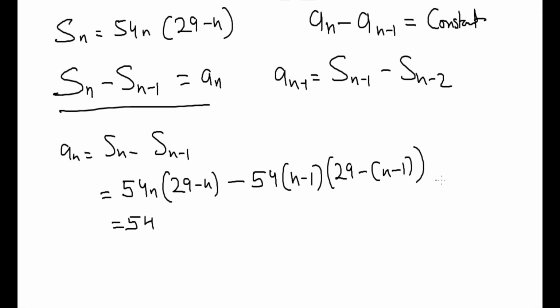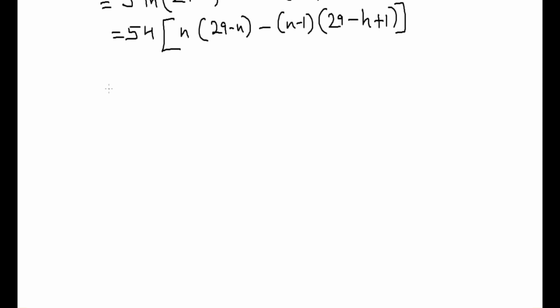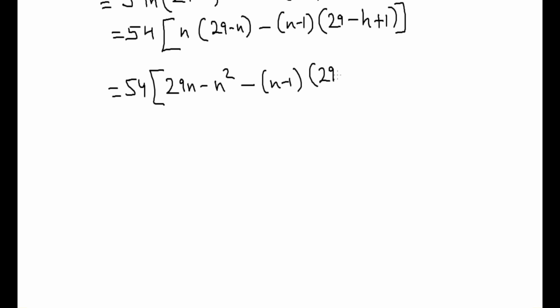54 I can take common from these two, so I am just taking it common, bracket 29 minus n minus 1. This internal bracket I can open, which is negative n and positive 1. So this is up to here. Now further simplification you can easily do, I know. Just I am making it here, n square minus n minus 1, 29 plus 1 is 30. Let me write 30 minus n.